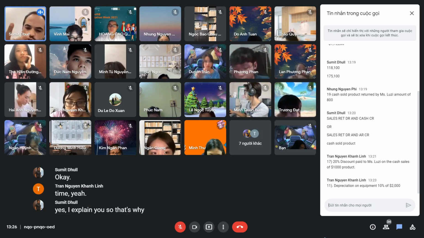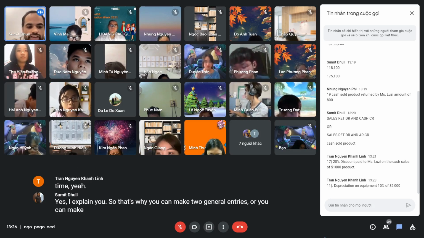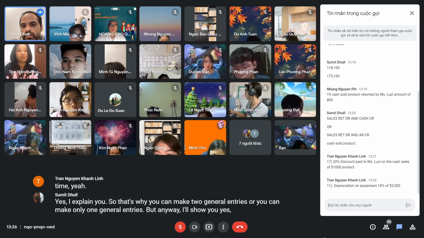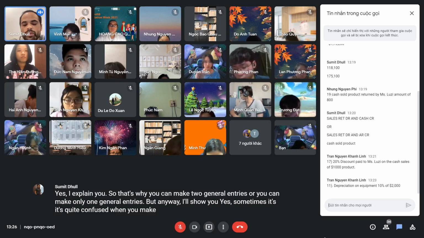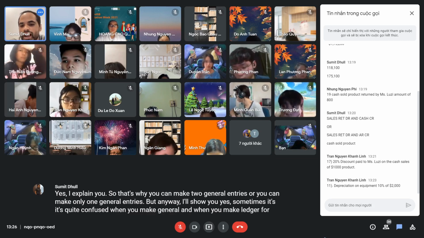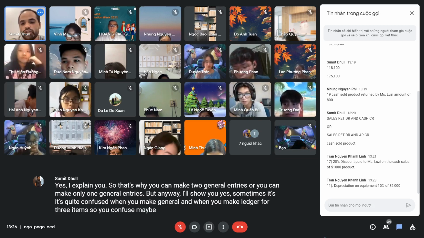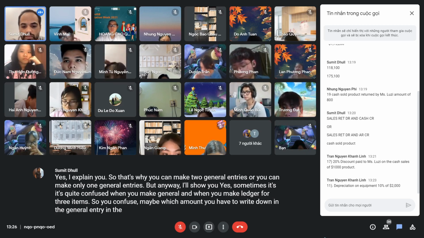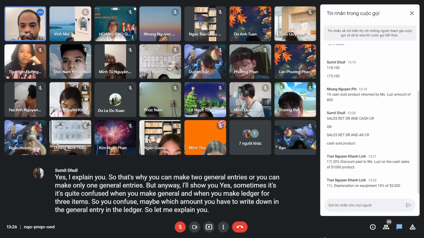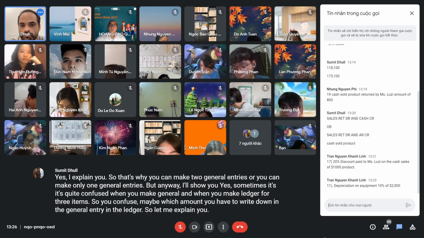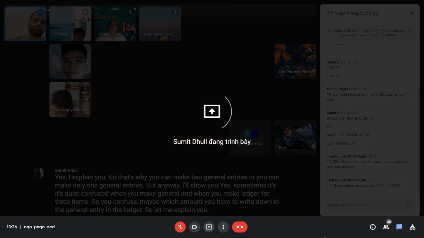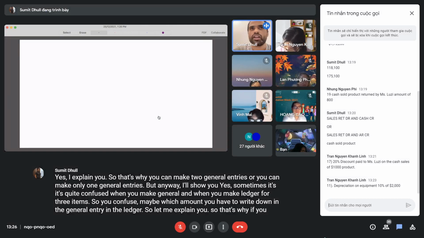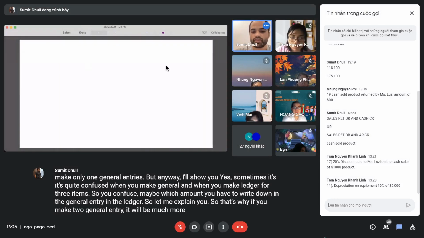So you can make 2 journal entries, or you can make only 1 journal entry. But anyway, I'll show you. Yes, sometimes it's quite confusing when you make the journal and the ledger for 3 items. You may be confused about which amount you have to write down in the ledger. So let me explain. If you make 2 journal entries, it will be much easier. Let me explain again.